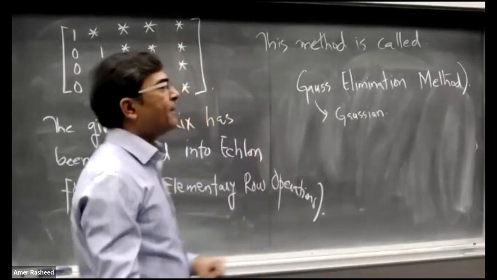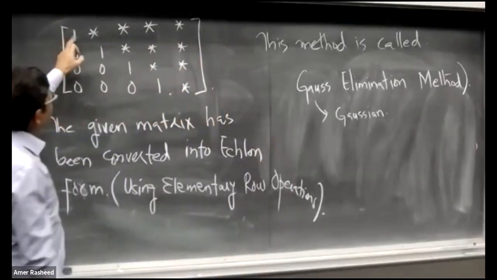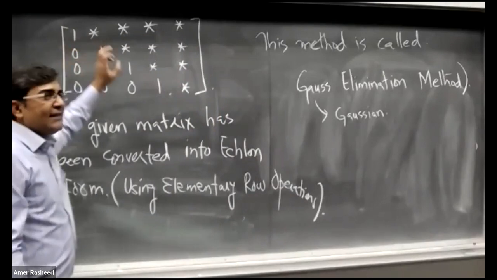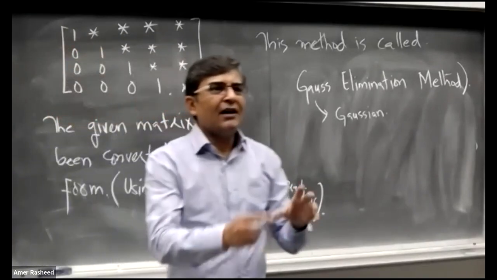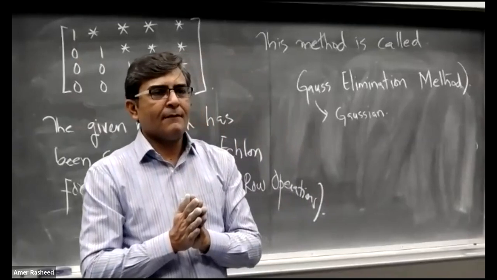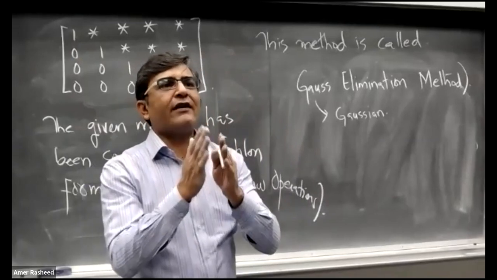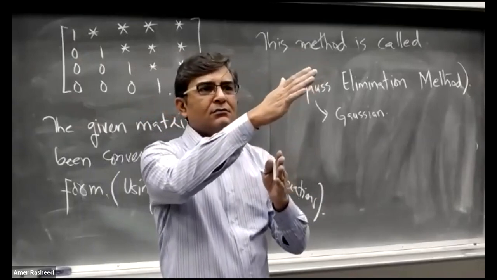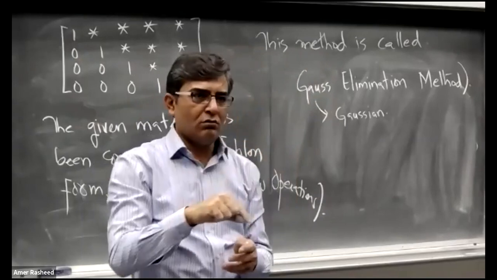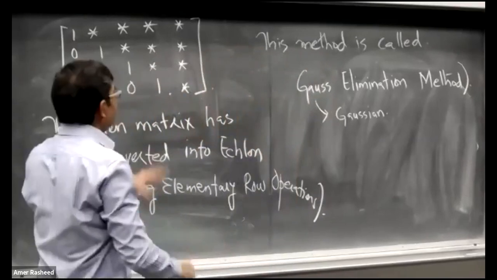The second property is that in each successive row, the non-zero entry is on the right of the non-zero entry in the previous row. This is the second property.